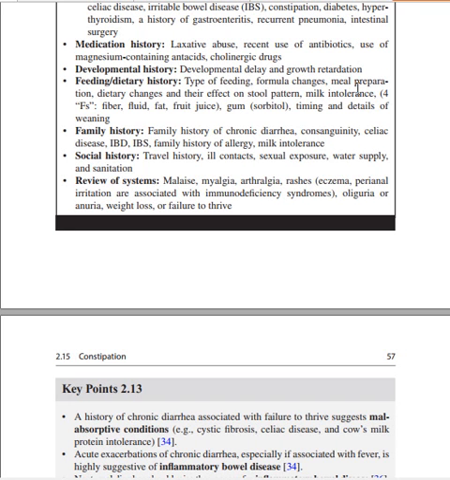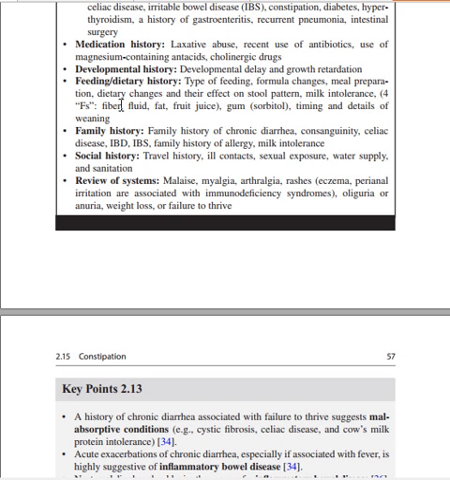With formula feeding, you can have allergy, which can result in diarrhea, and milk intolerance. Milk intolerance is associated with the 4 F's: fiber, fluids, fat, and fruit juice can easily result in milk intolerance. So we have meal preparation, dietary change, and their effect on stool pattern. Also gum and sorbitol, and you have timing details. All of this can result in diarrhea, especially the 4 F's.